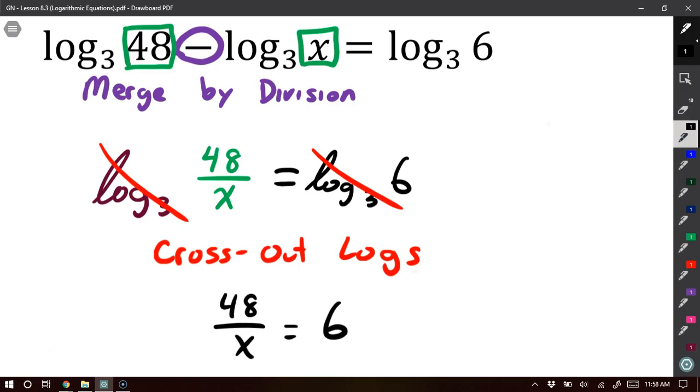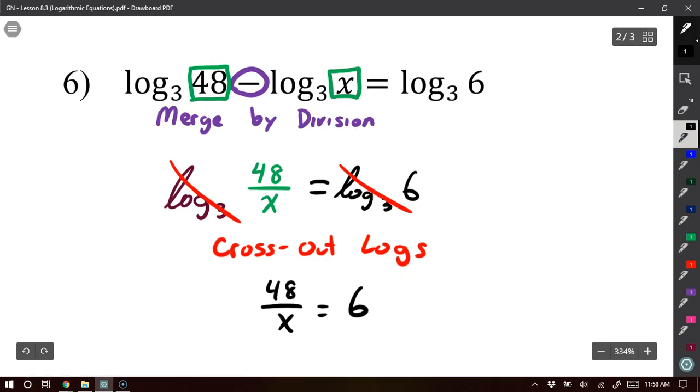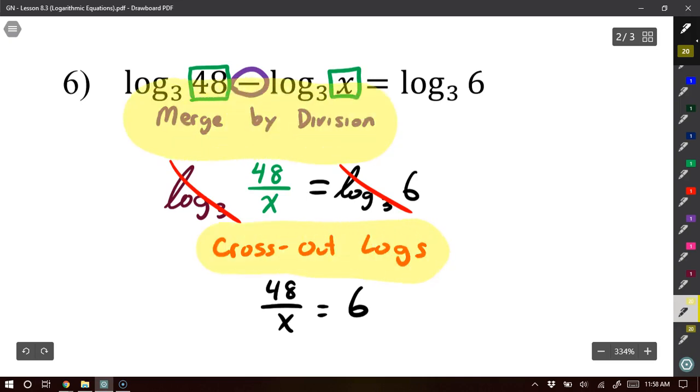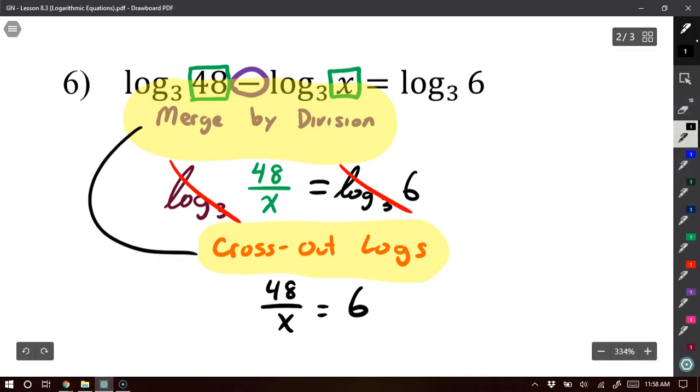We're not solving here. So the question asked, what are we doing? And they're right there for us, and I can highlight it. We are merging by division, and we are crossing out logs. That is my answer for it. That is how I would solve this equation.